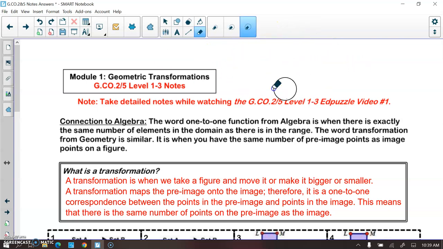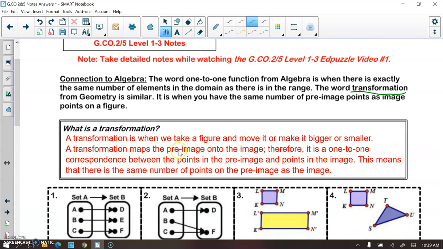So that's from algebra. In geometry, we have something similar. A transformation is a one-to-one function, essentially. So a transformation is when you have the same number of pre-image points as image points on your figure. Remember, a transformation is when we take a figure and we move it or make it bigger or smaller. The transformation maps the pre-image to the image, okay? But there is a one-to-one correspondence between the points in the pre-image and the points in the image.